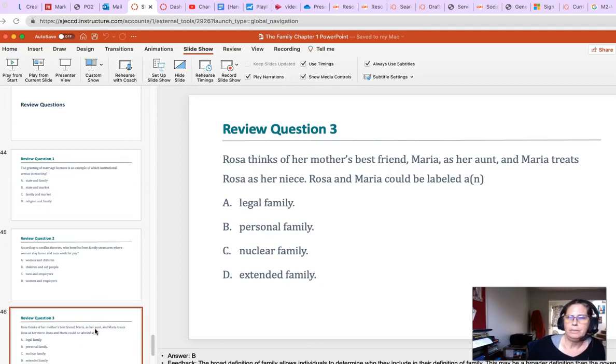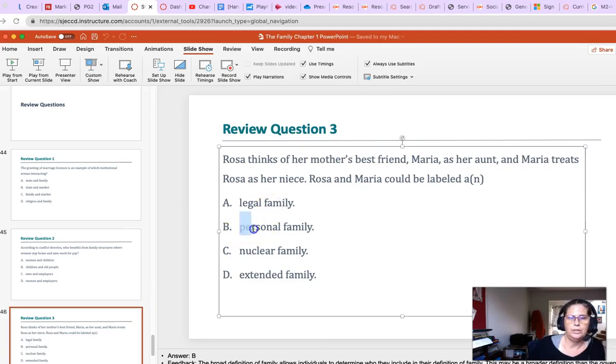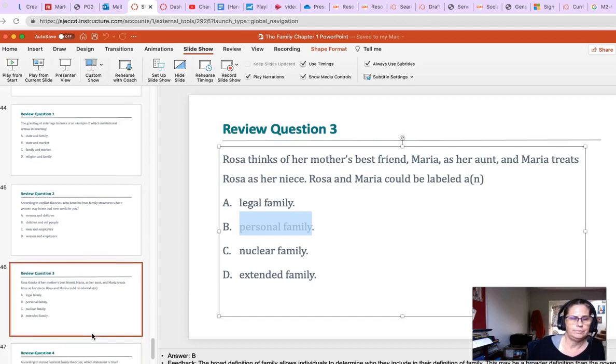Rosa thinks her mother's best friend Maria is her aunt, and Maria treats Rosa as her niece. Rosa and Maria could be labeled as personal family. There's no blood, but they have made it clear that they care about each other and they're in that role together.